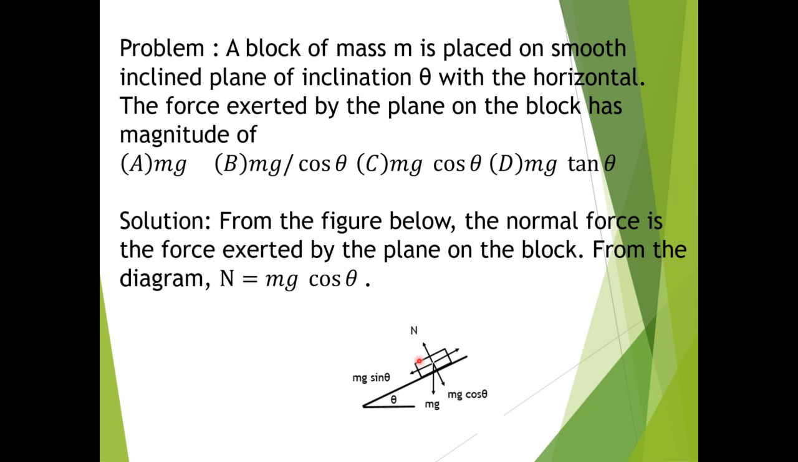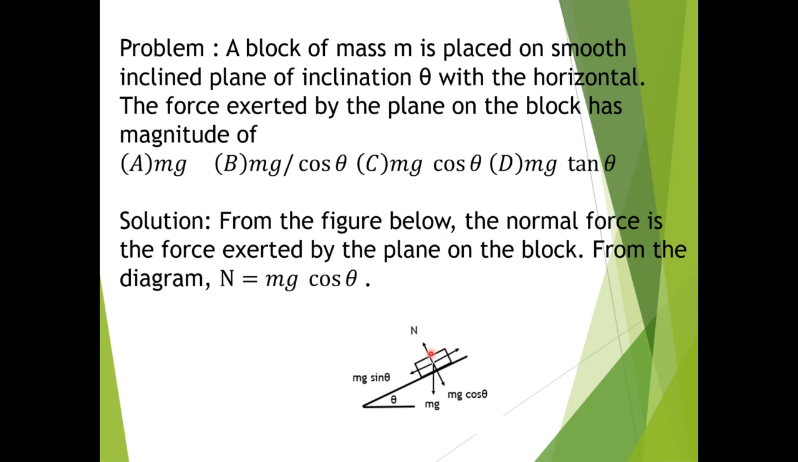So here is the free body diagram. Here is the block which is placed on this plane which is making an angle theta. So this is the force due to gravity, mg, and since this is angle theta, from trigonometry we can figure out that this angle is also theta. So now we get this component as mg cos theta, and the force which is parallel to the plane is mg sin theta.